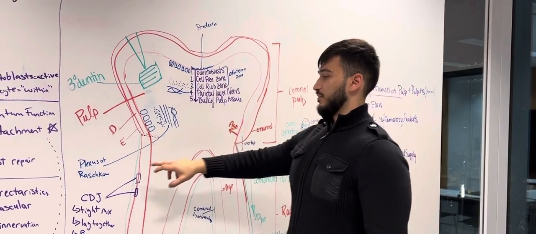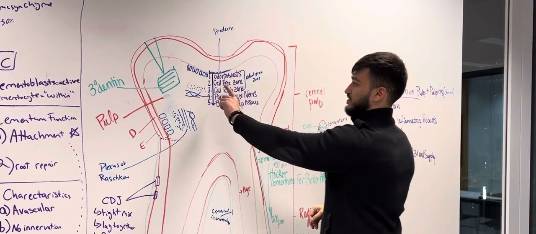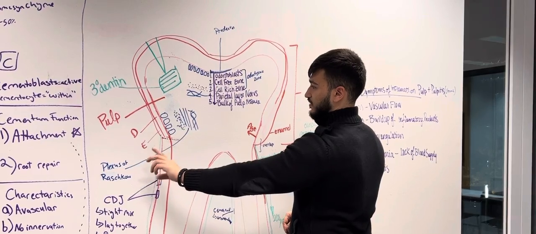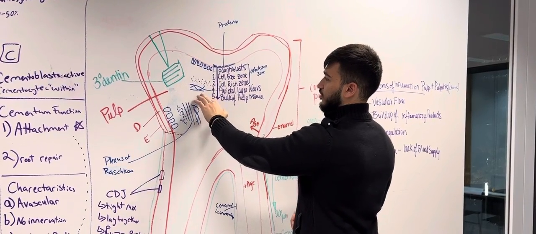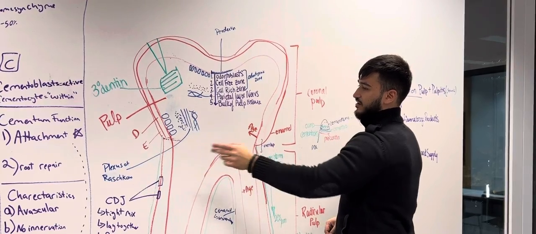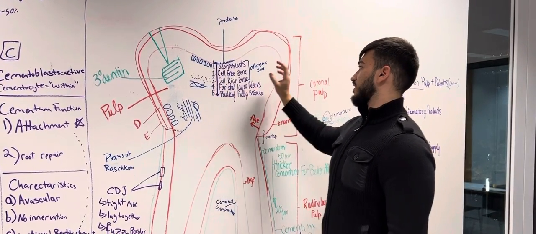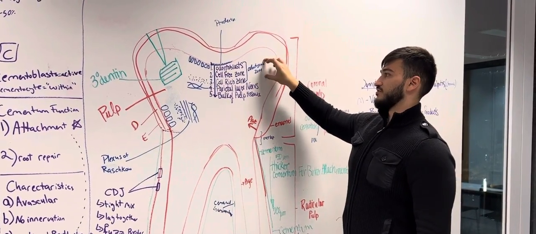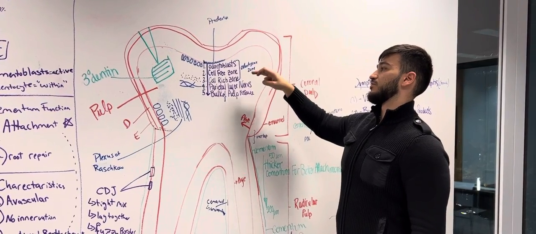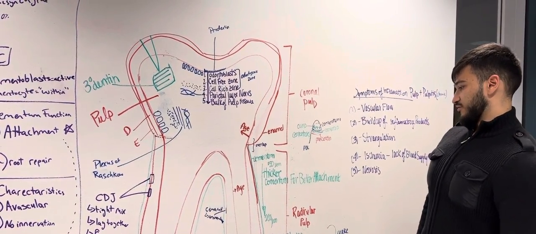Another thing to note is the plexus of Raschkow, and that's basically between the cell-rich zone and the nerves. You might see these little lines, and those are specific nerves for it. And the odontogenic zone is odontoblast, cell-free zone, cell-rich zone. And then what else do we have?